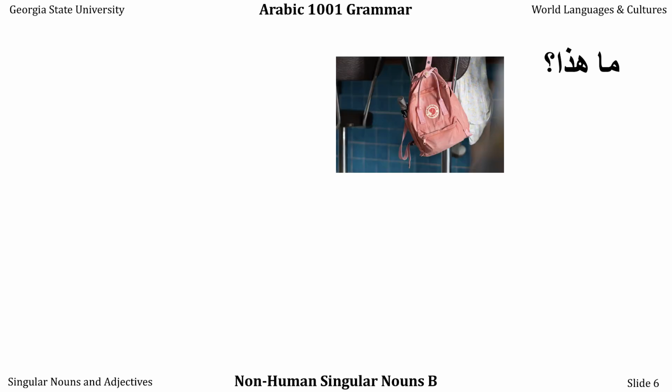Let's try it again. We don't know what this is, so we're going to default to masculine, and we're going to say, ma hadha, what's this? And our answer is going to be, hadhihi haqiba. A haqiba is not just a backpack, but any kind of mid-sized bag. And again, it's a feminine noun because it ends in ta marbuta, the final letter. So my friend is going to say, hadhihi, using the feminine this, in order to say, this is a backpack.